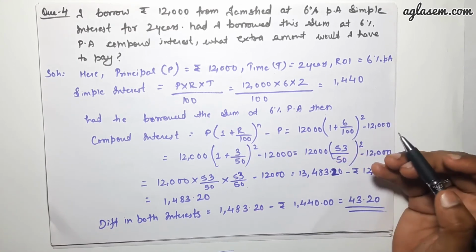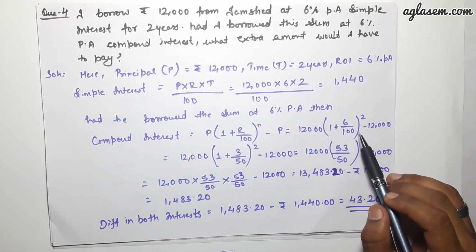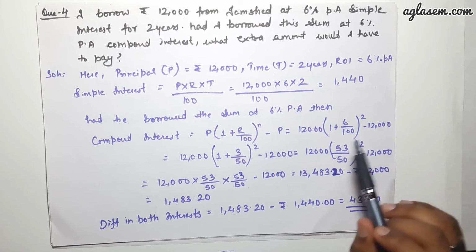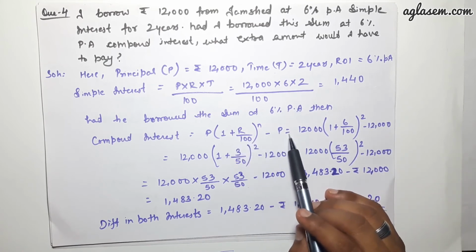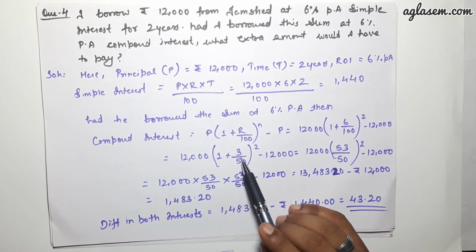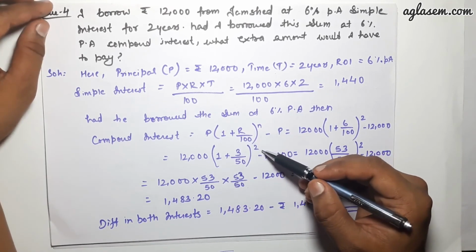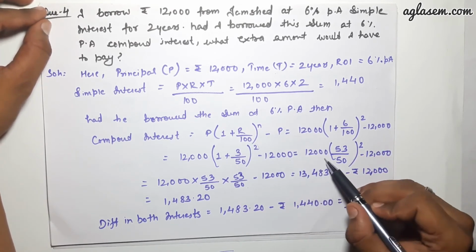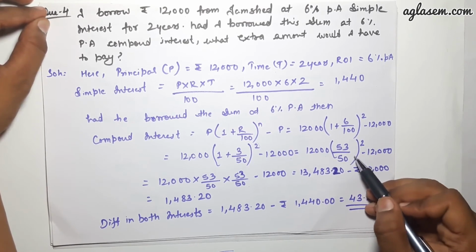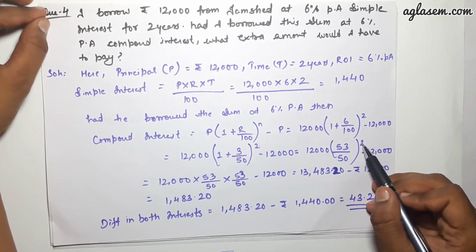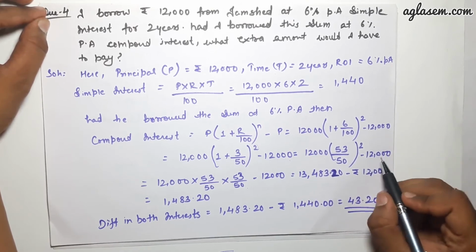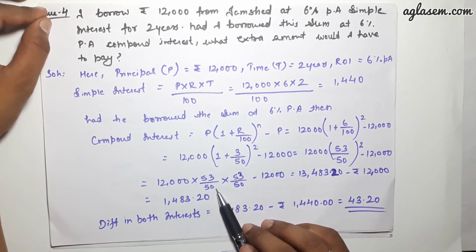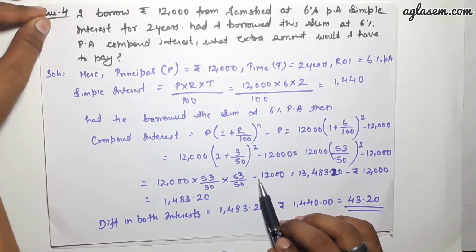Now after solving this, we get 12,000 (1 + 6/10)^2 minus 12,000, because in that we have to subtract P. So 12,000 (1 + 3/50)^2, that is time 2 years, minus 12,000, this is the P amount, equals 12,000 (53/50)^2 minus 12,000. So after solving all these equations, we get 12,000 × 53/50 × 53/50 minus 12,000.